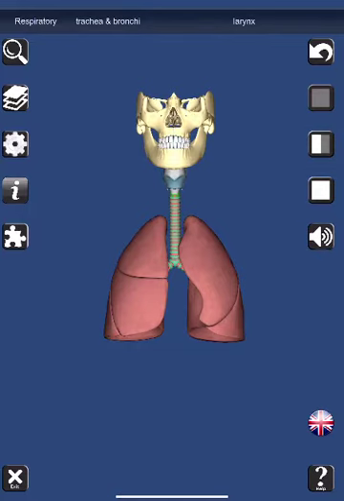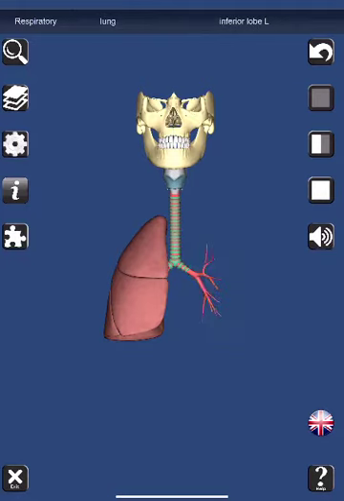Okay, let's remove one lung to see the bronchus and the bronchioles. This is called the bronchus. Okay, so the trachea branched into two narrow tubes, which are called two bronchi, each one called bronchus. This is the first bronchus, which is divided into two small narrow tubes, which are called bronchioles. And at the end of each bronchiole, there are small air sacs, which are called alveoli, in which the gas exchange occurs.